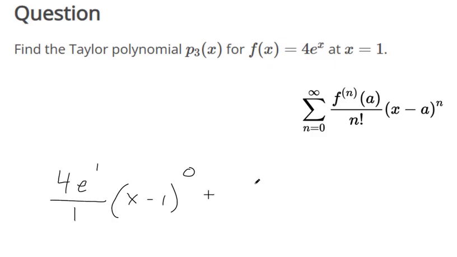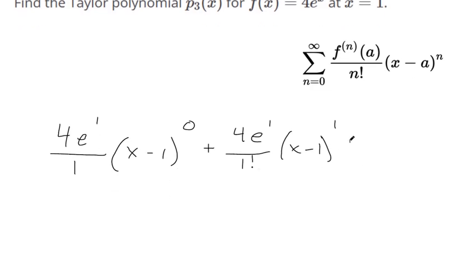Then we do it again for n equals 1. The derivative of 4e to the x is just 4e to the x. And they say plug in your center instead of x. Then now divide by 1 factorial. It's x minus 1 to the first power.